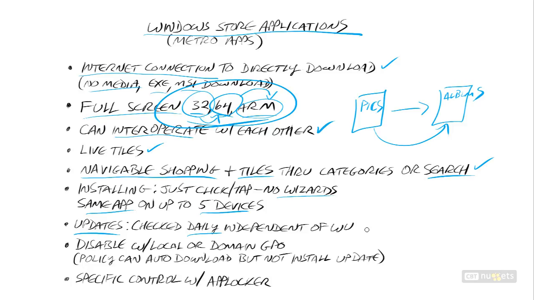You can use a GPO to download the updates, but in terms of actually installing the updates to a Windows Store application, the user themselves must do that. This is also an update that's independent of Windows Update. Windows Update's what we get for the operating system itself for security fixes, patches, service packs, all of that sort of thing. These types of updates are not in that same stream of updates.